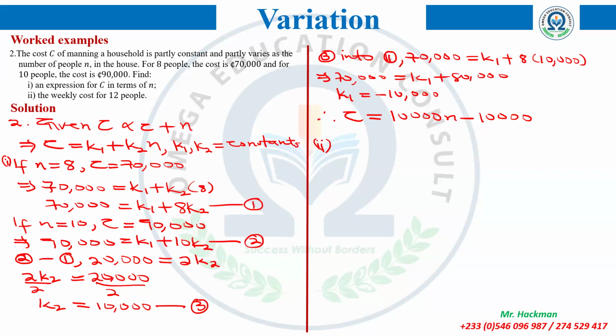So now let's look at the second part of the question. Blaze, you can mute. Okay, all right. So now what are we supposed to do? Now we can see that we've labeled all that we have there. So please guide me as to what we are supposed to do. We said the weekly cost for 12 people.